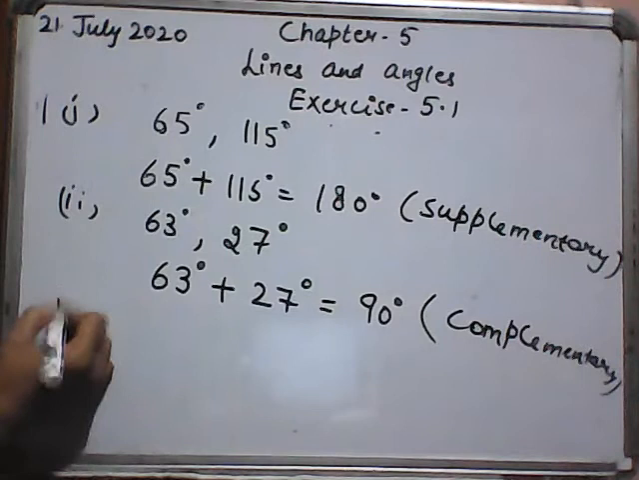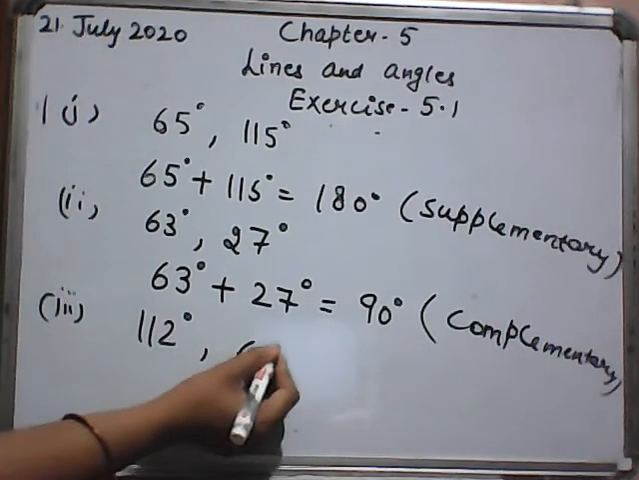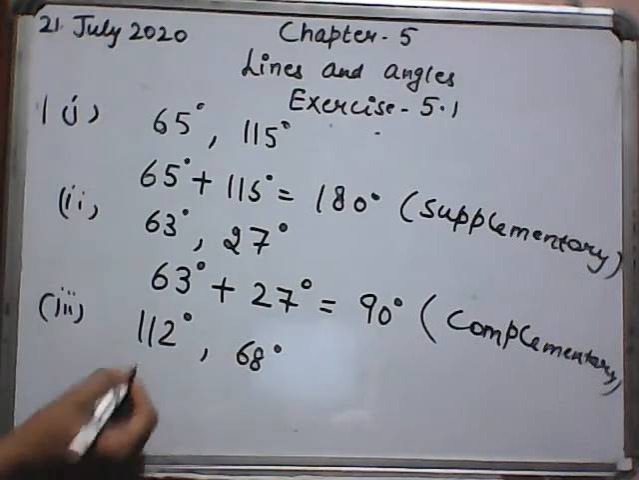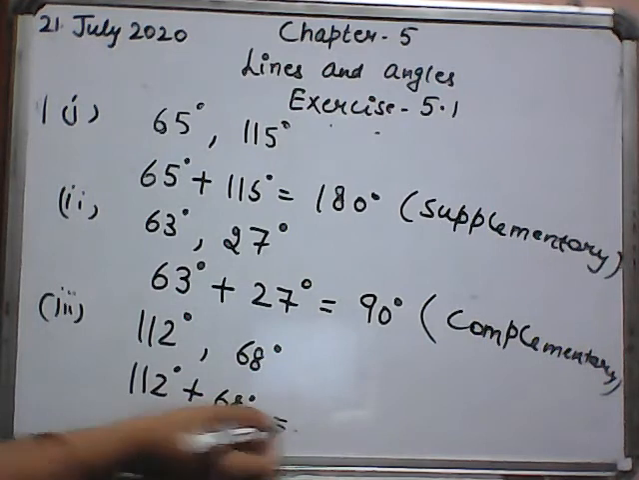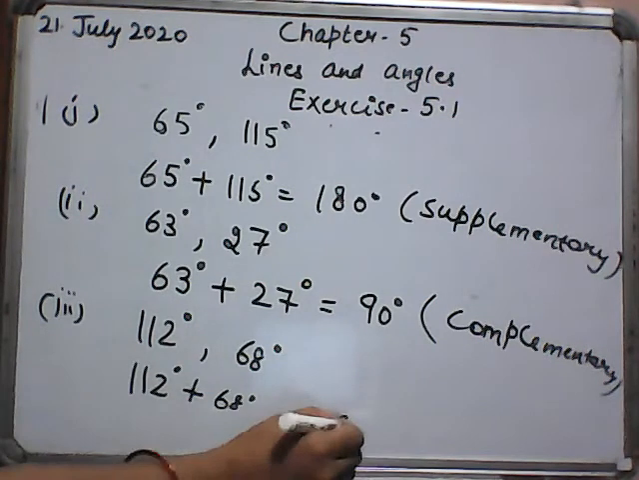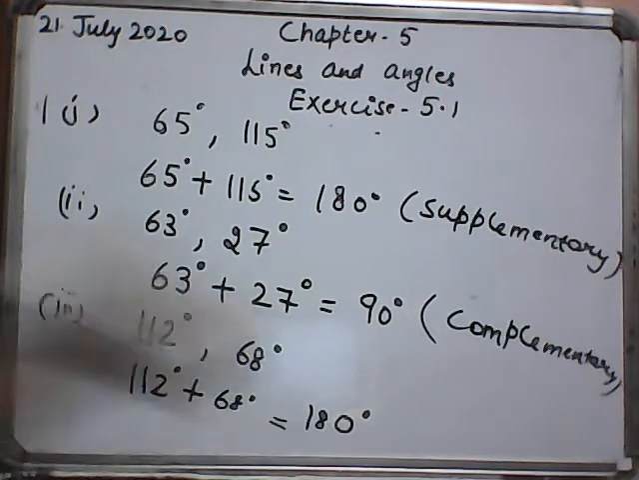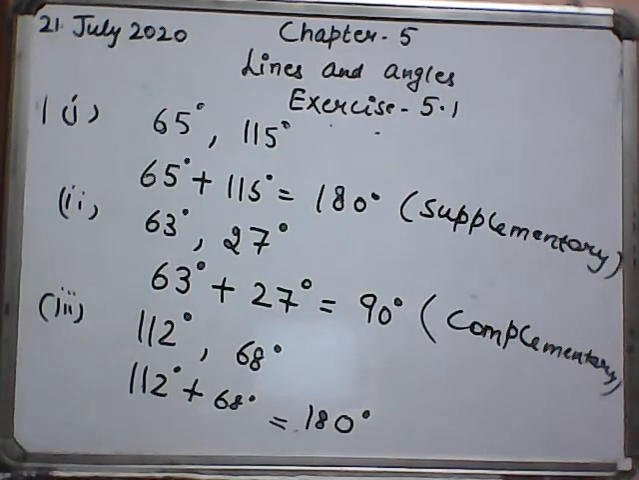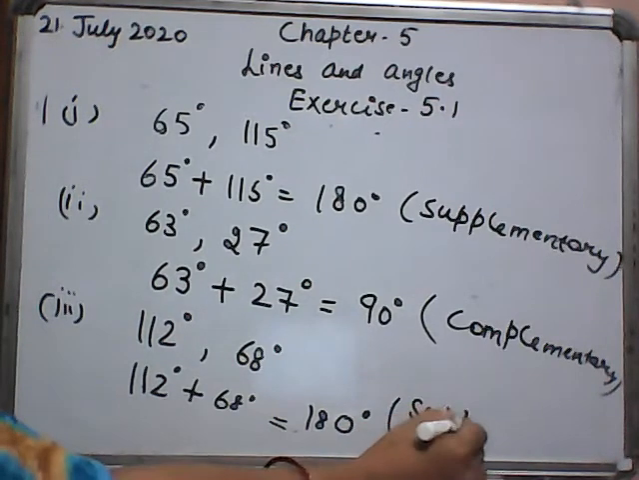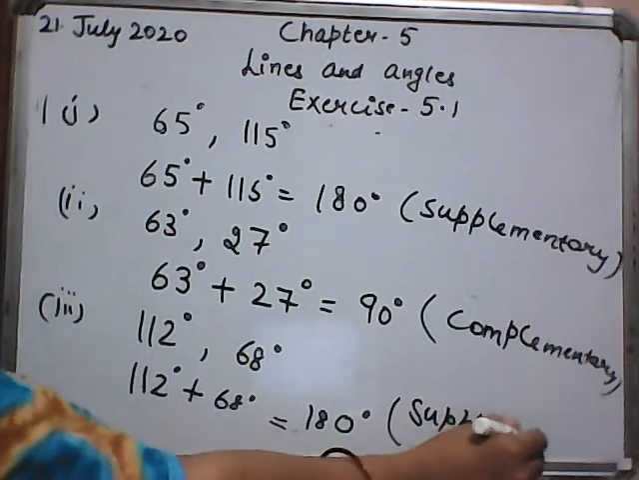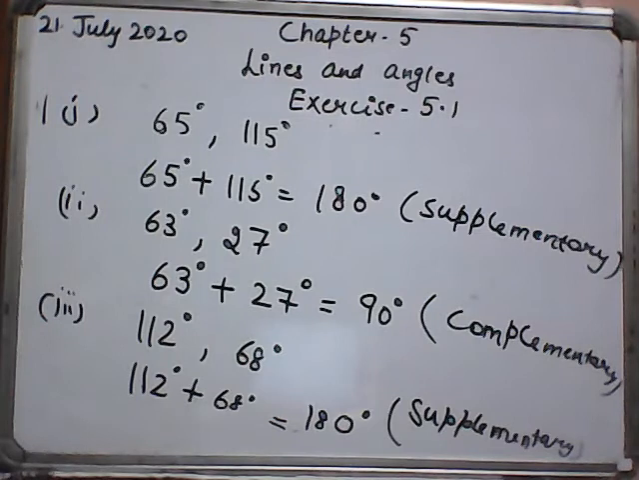Next part is given to you 112° and 68°. Now the sum of these two angles, 112° plus 68°. 8 plus 2 is 10. 6 plus 1, 7 plus 1, 8. 180°. The sum of these two angles is 180°. So we can say these two angles are supplementary. In this way, you can find out which pairs of angles are supplementary and which pairs of angles are complementary. Let's move to the next question.